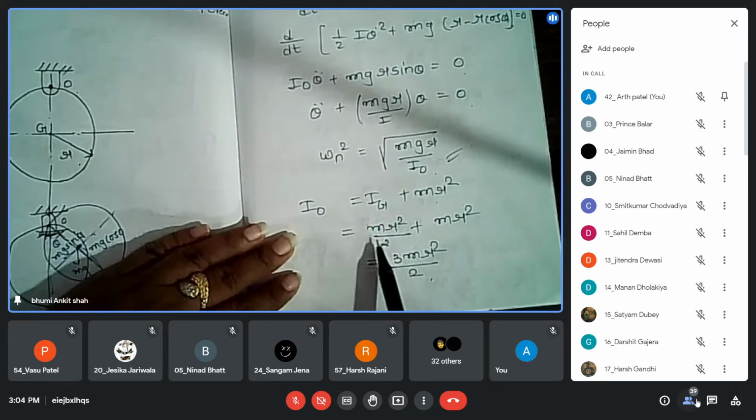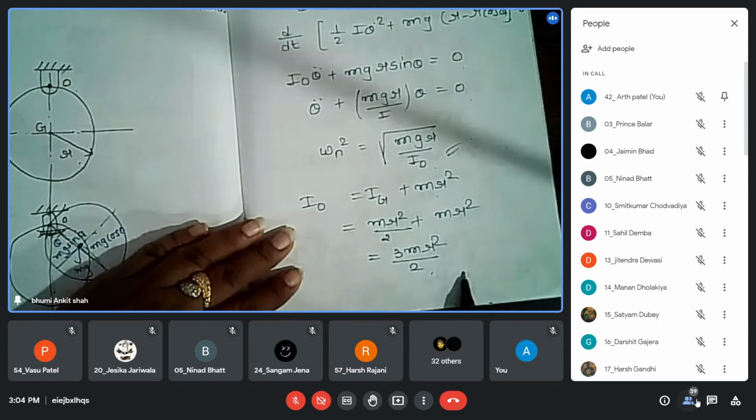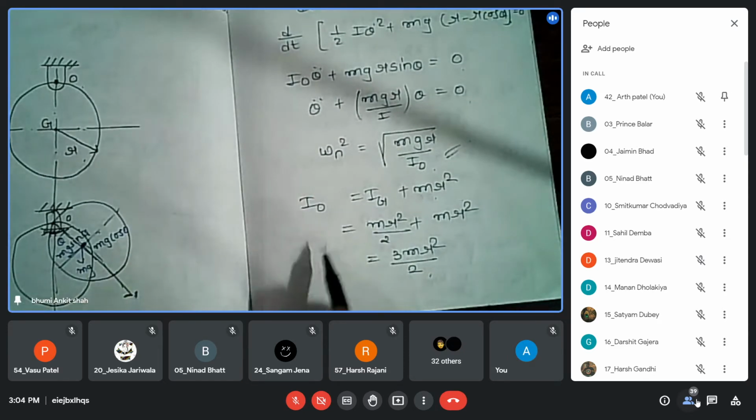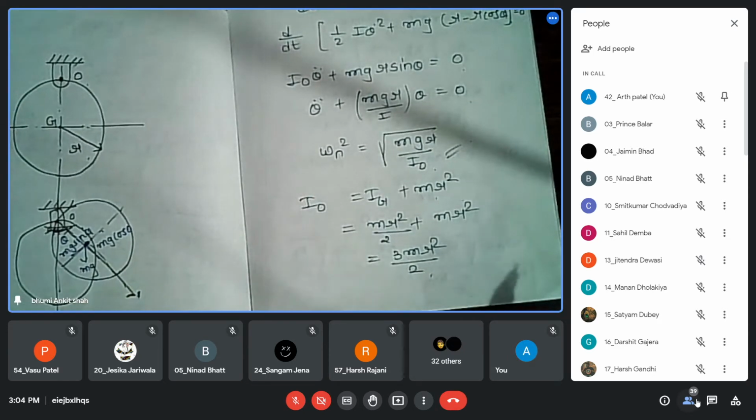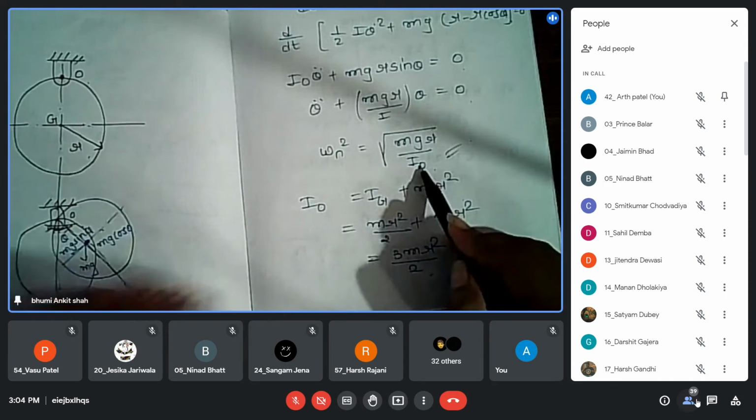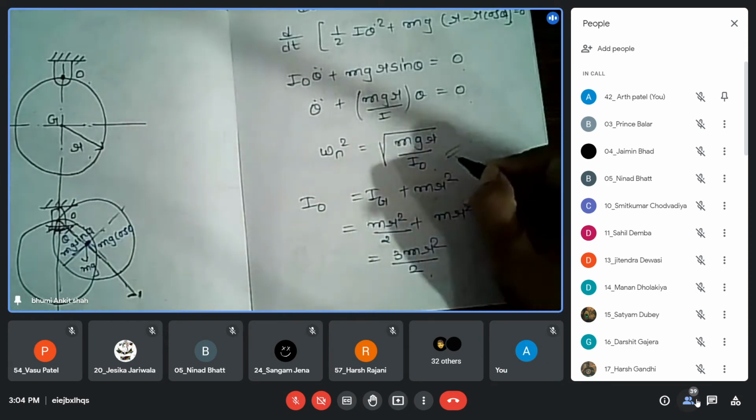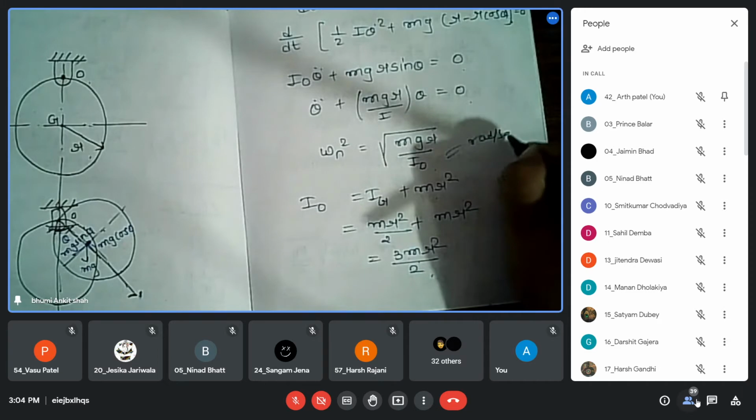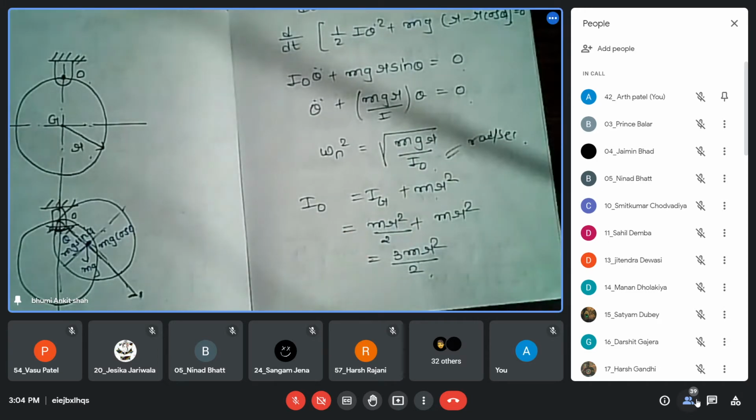Right. Now at the gravity, as you are measuring from the center, mr square by 2 plus mr square. So it will become 3 mr square by 2. So this is your I0. Right. Put this value over here and get your final natural frequency in radian per second. Clear?